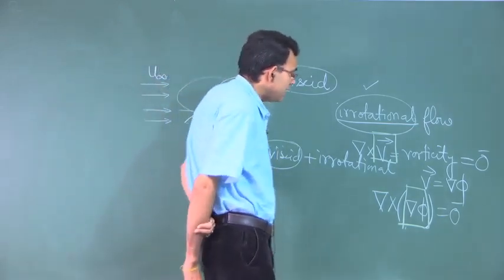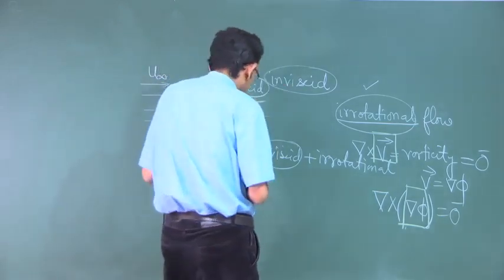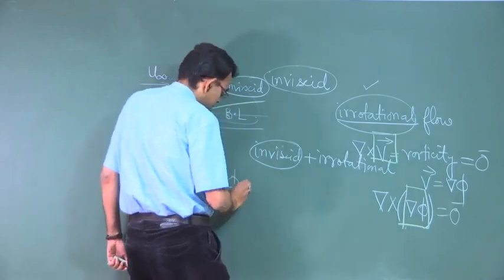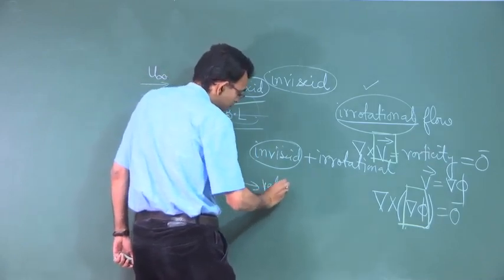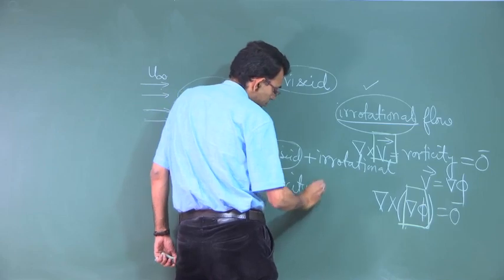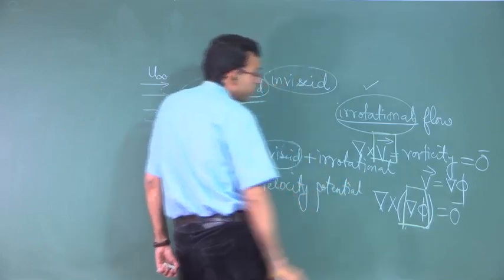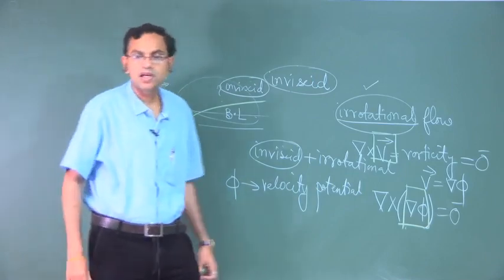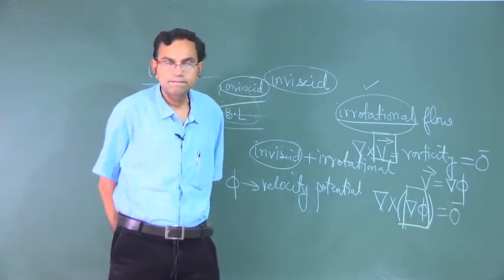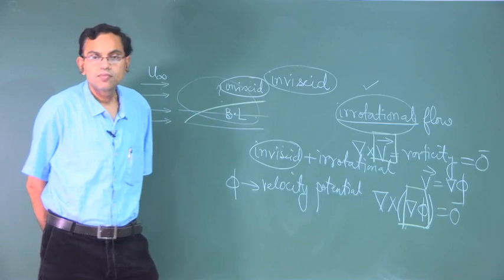So this potential function is called the velocity potential, and flows where the velocity potential exists are called potential flows.